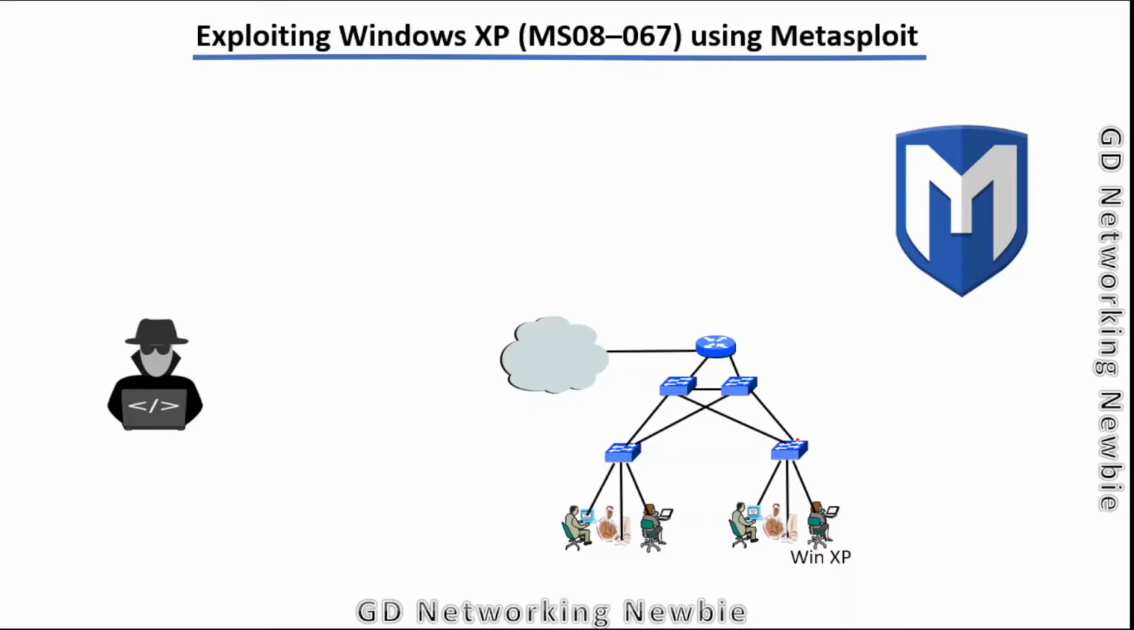Hi everyone, in this video we will be exploiting a Windows XP machine using Metasploit. In our virtual setup we will have a Windows XP machine, and on this machine we have the RPC service running. That RPC service is used for communication, and in this RPC there is a vulnerability that can be exploited by sending a malicious RPC request.